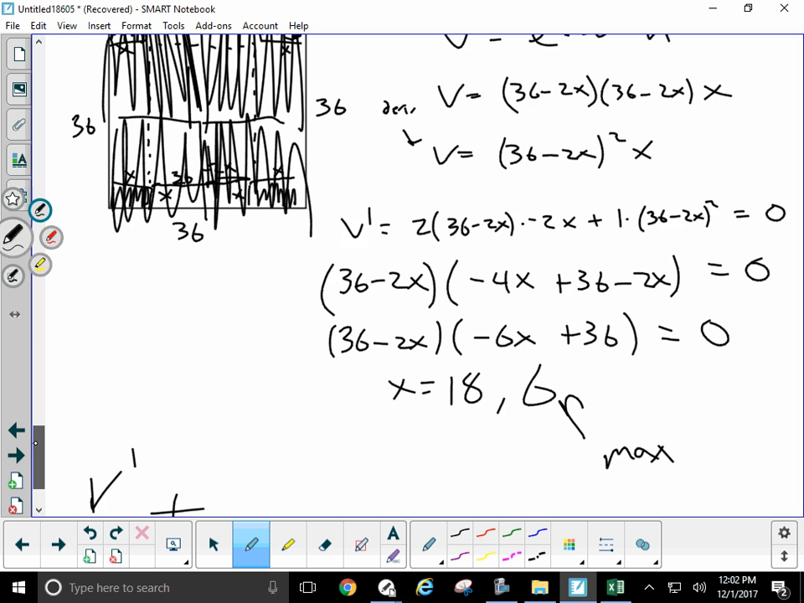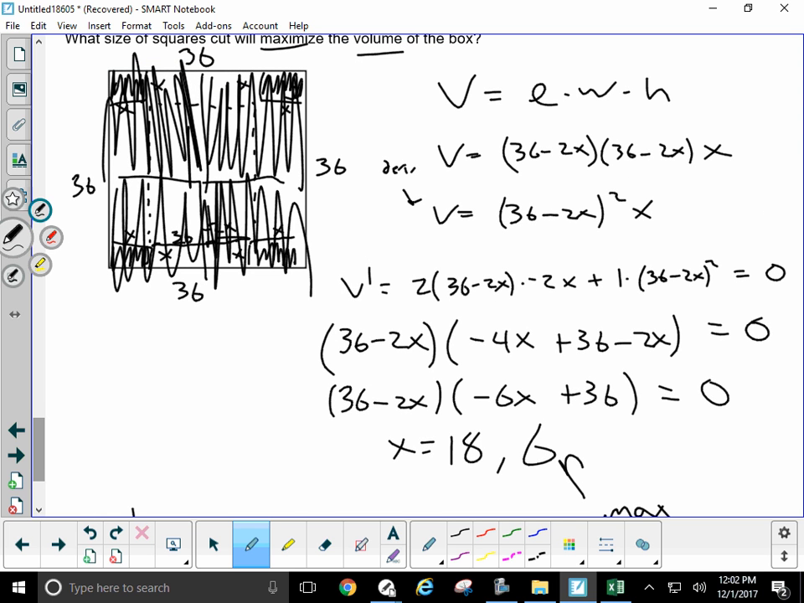Yes? When you found the derivative of the volume, yes. Negative 2x, would it just be negative 2? It is just negative 2, but then you have to multiply by the second piece. So this is the derivative of the first times the second piece. All right?